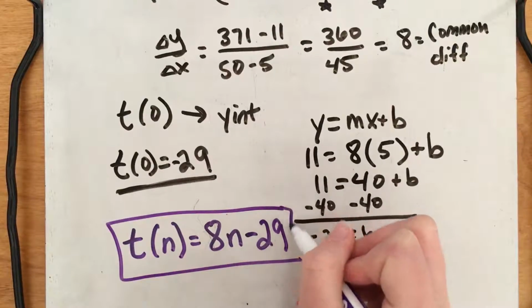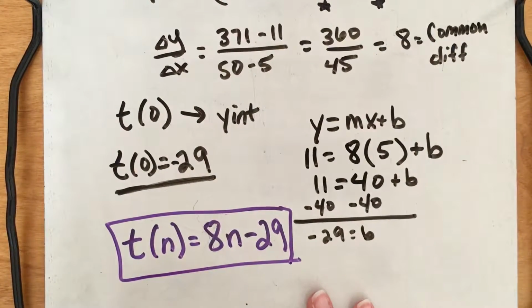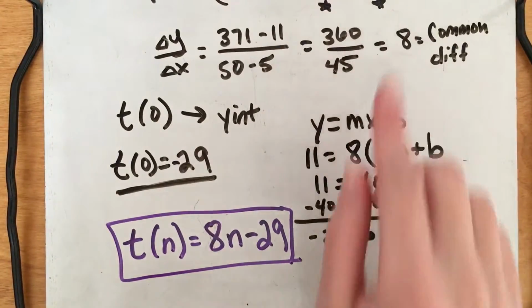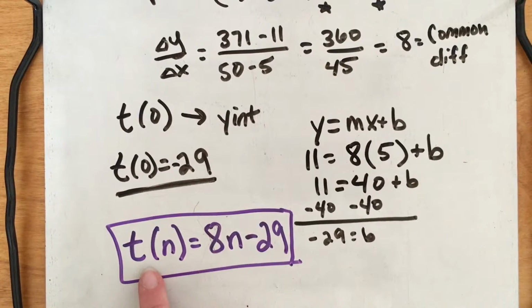So here's our equation for this arithmetic sequence, given only those 2 values. We were given the 5th number in the list was worth 11, and the 50th number in the list was 371. Okay, so here's our equation for that. T of n equals my common difference, n, and then our starting value, or 0 term.